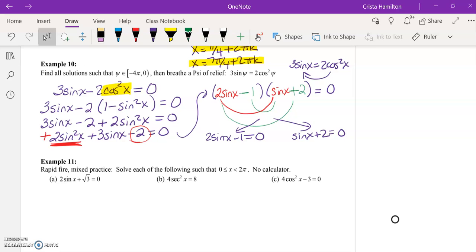All right, so we take a look here. We're going to solve each of these individually. This one would be sine of x equals 1/2. Sine is positive. I need a quadrant 1 and a quadrant 2. We did this earlier, so hopefully you're going to be very, very fast.